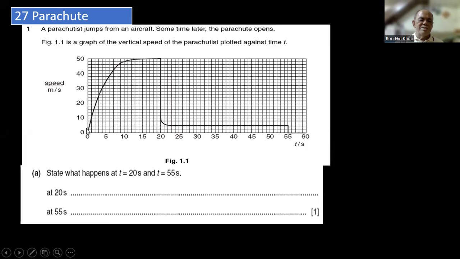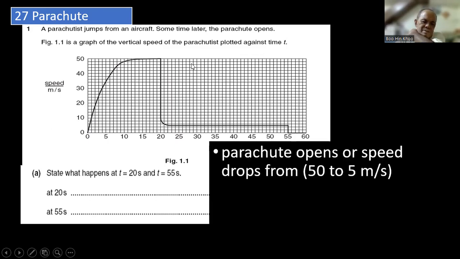Right? This one is where the speed starts to increase. Then it reaches terminal velocity. Right? So at this one you open the parachute. So there's a resistive force. Right? So in this part, the parachute opens and the speed drops from 50 to 5 meters per second. Right? This part it lands on the ground. Right? This is where the parachute is on.